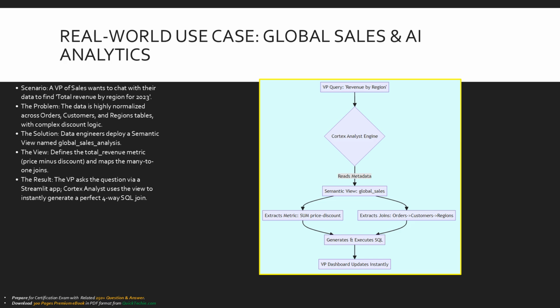Let's trace the VP's experience through this workflow. Her raw text query enters the Cortex Analyst engine. The engine references our Global Sales Semantic View. It extracts 2 critical pieces of information, the mathematical metric for revenue and the exact join paths across the 3 normalized tables. Combining the user's intent with the view's strict logic, it generates and executes the SQL in the background. The VP's dashboard updates instantly with the correct numbers. We've turned a complex engineering task into a self-serve conversation.